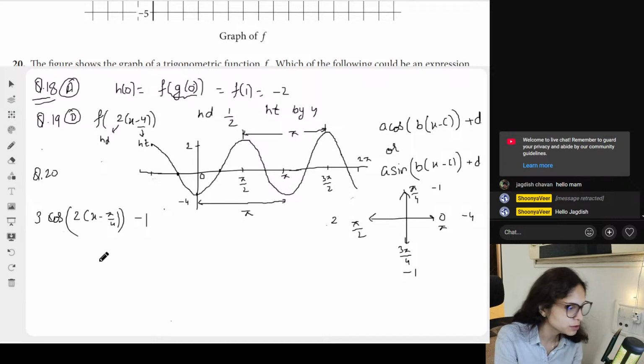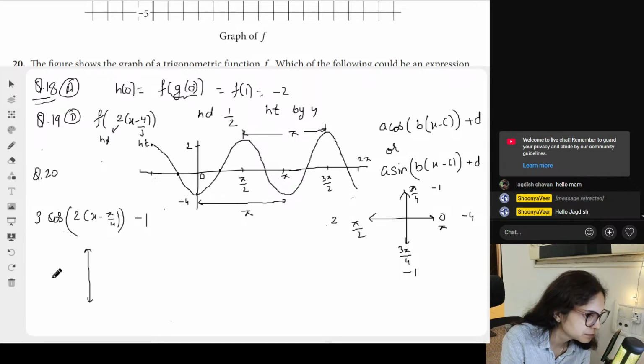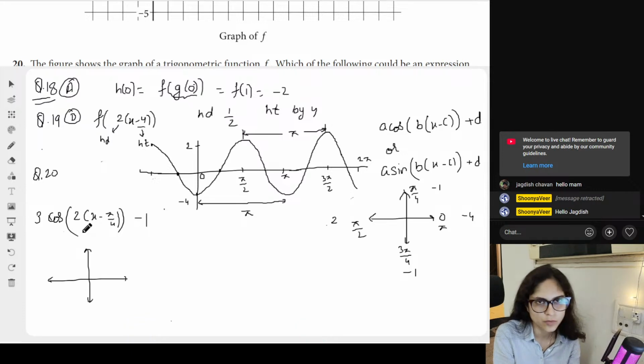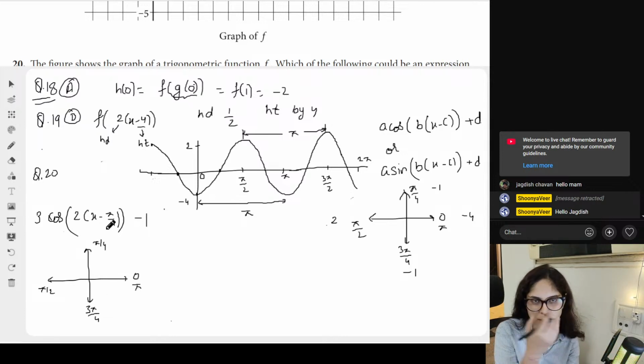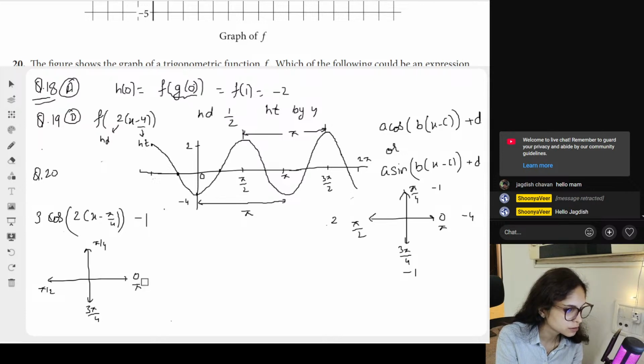So in first option, because it is 2, it is going to be 0, it is going to be pi over 4, pi over 2, 3 pi over 4. But you're shifting right by pi over 4. That means you're adding pi over 4 to all the values. So if you do that, then this would become pi over 4.